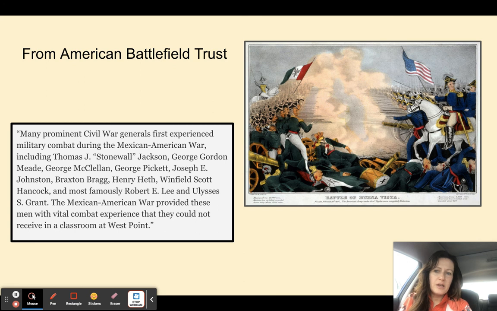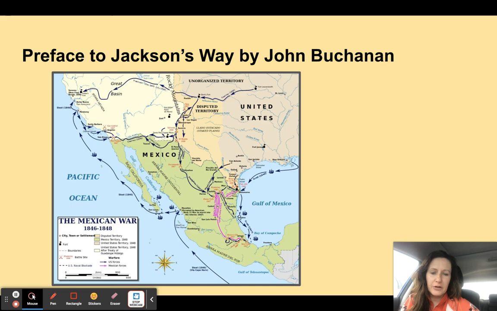And this is from the website, the American Battlefield Trust. I just showed, it had a list of many of the other famous generals and leaders from the Civil War who also gained experience in the Mexican War, from Stonewall Jackson to Braxton Bragg, McClellan. And we see a lot of pictures like this, but one thing I want to point out to you is a lot of this was street fighting, urban warfare, and a lot of atrocities done by the American troops, unfortunately, in that manner.